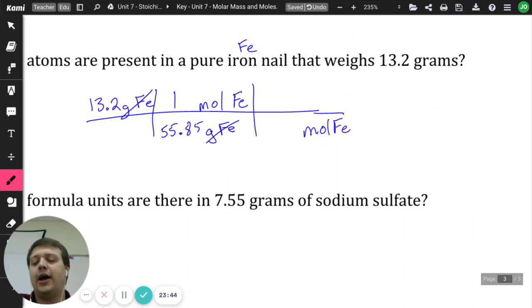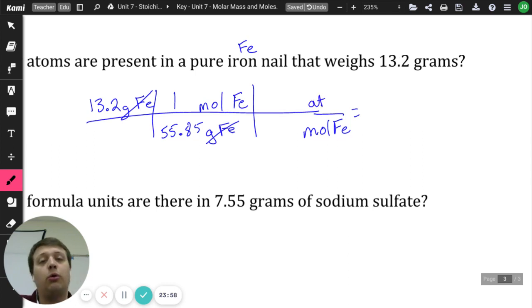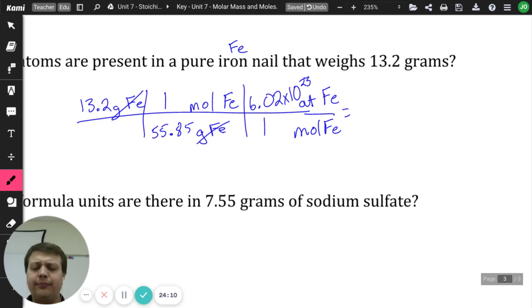So moles of iron. Now, do I know how to go from moles into atoms? Well, remember, a mole can equal any amount, right? Any substance. So if I'm going from moles into atoms, I can do that using Avogadro's number. 6.02 times 10 to the 23rd atoms for every 1 mole. Okay, well now, is atoms what I'm looking for? Well, yes, it is. So now I can go ahead and actually solve my problem.